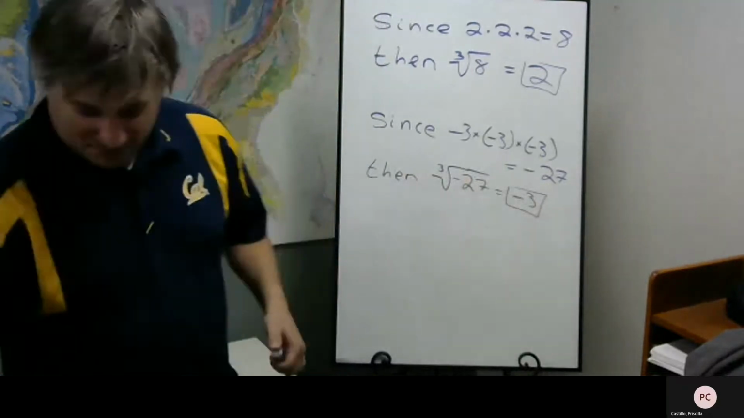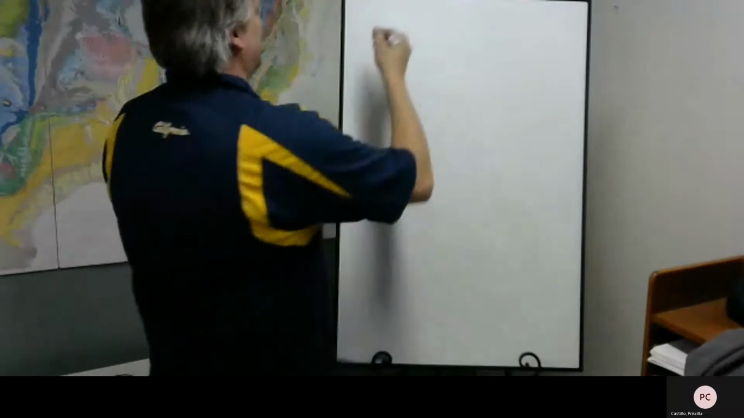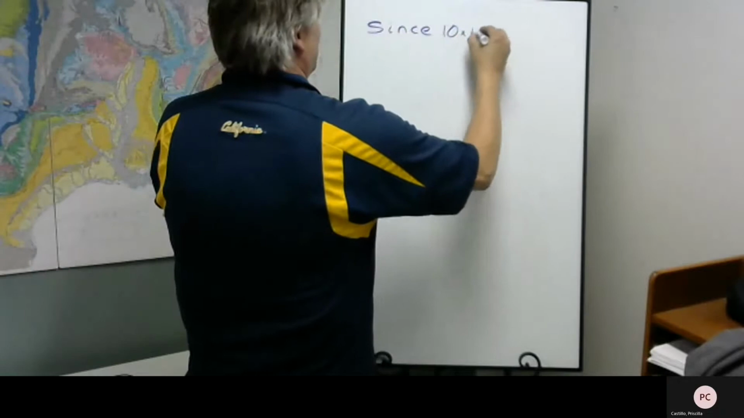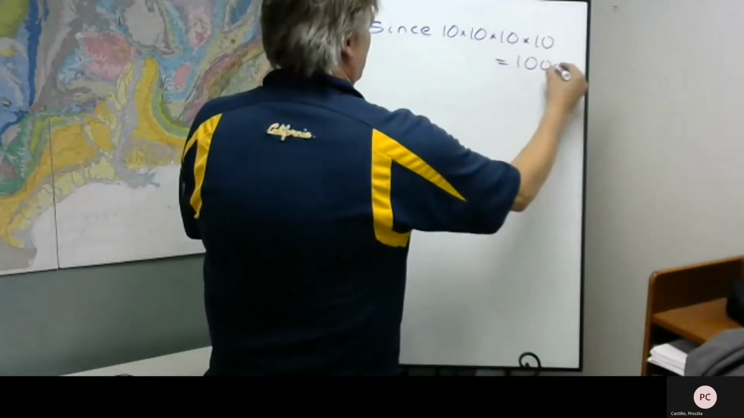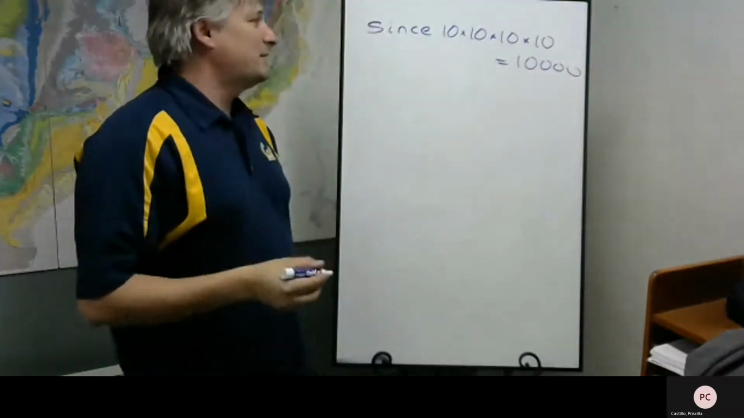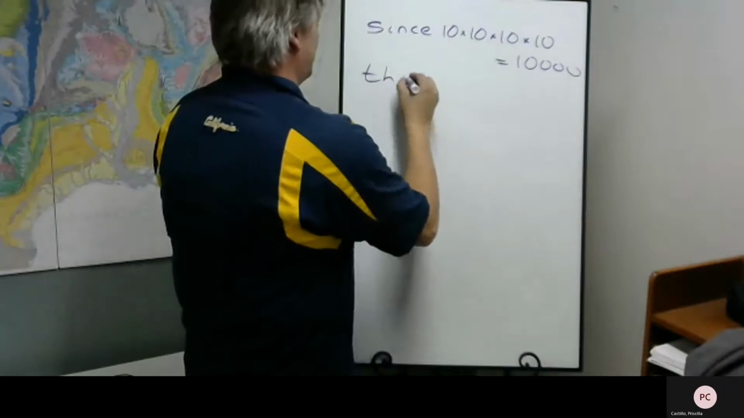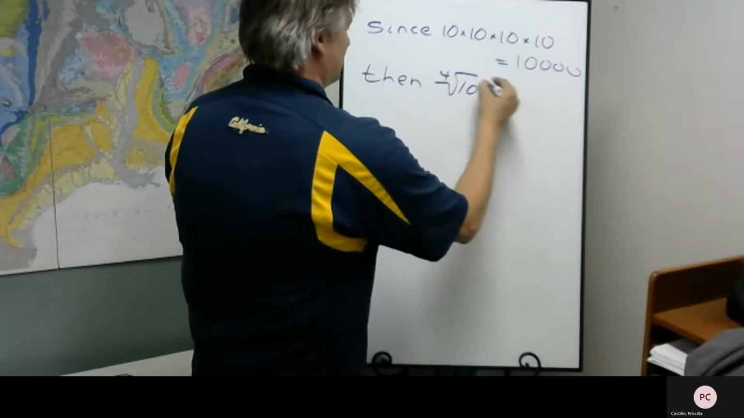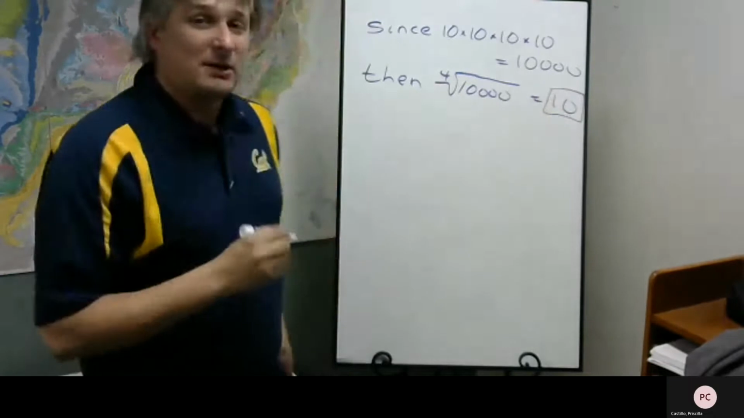And then let's keep going. Say we have this. Talk about fourth roots. Since 10 times 10 times 10 times 10 is 10,000, then the fourth root of 10,000 is equal to 10.